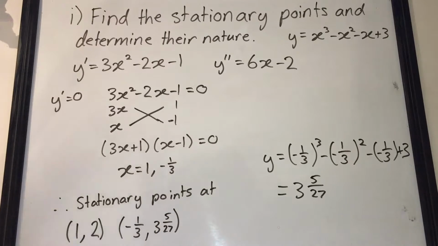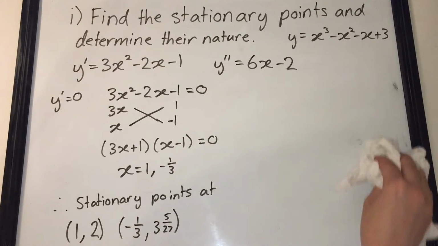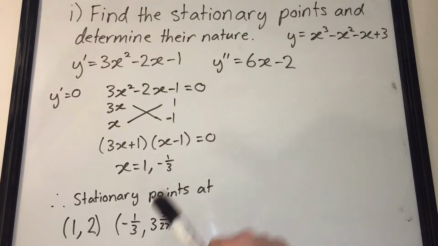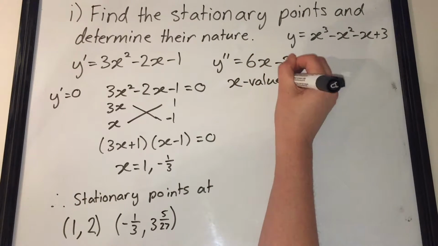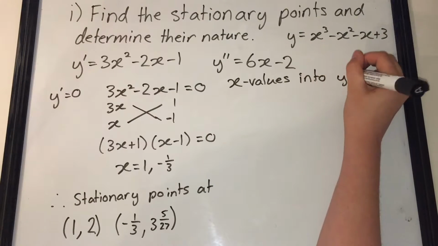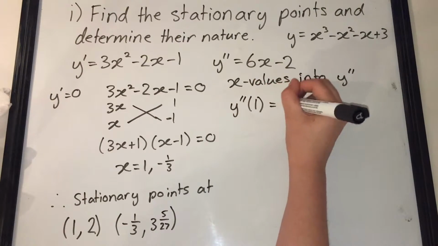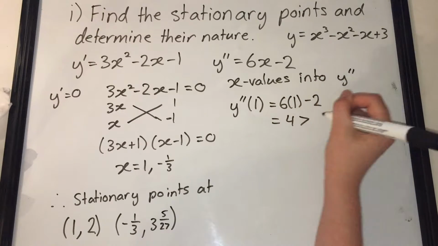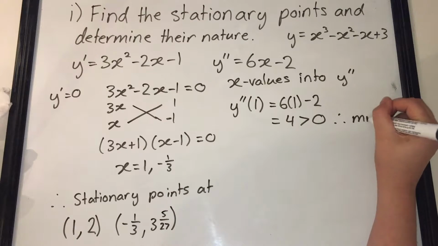Once we have our stationary points, we're going to test if they're minimum or maximum now. To do that, we are going to sub the x values into our double derivative and test if they are larger than 0 or smaller than 0. As you can see, I'm subbing in 1 now. This one is quite a simple equation. It just comes out to be 4, which is greater than 0, which means it's a minimum point and it's concave up.